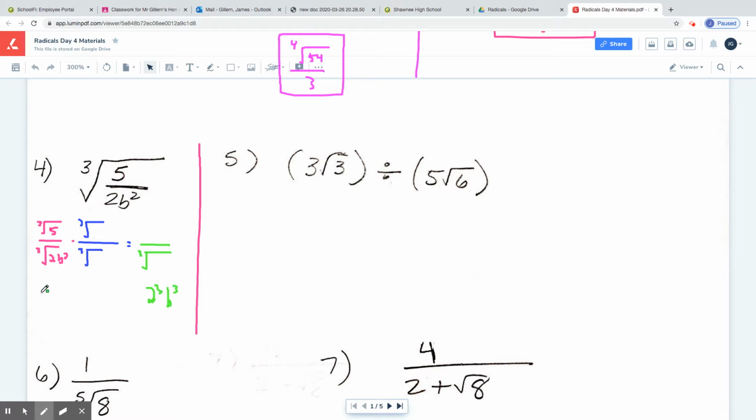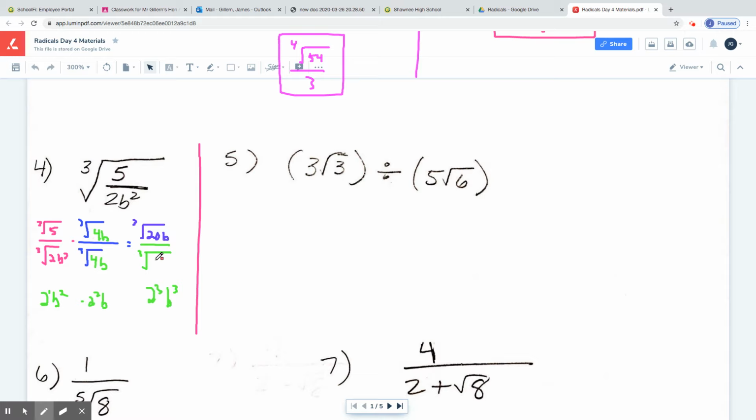So I have in here a 2b squared. What would I have to multiply to be able to get that? Well, I have 2 to the first. I need a 2 cubed. So I need 2 squared, which is just 4. I have a b squared. I need a b cubed. So I need to multiply by b to the first. So you multiply by the cube root of 4b. And you end up getting 5 times 4, so that's the cube root of 20b.